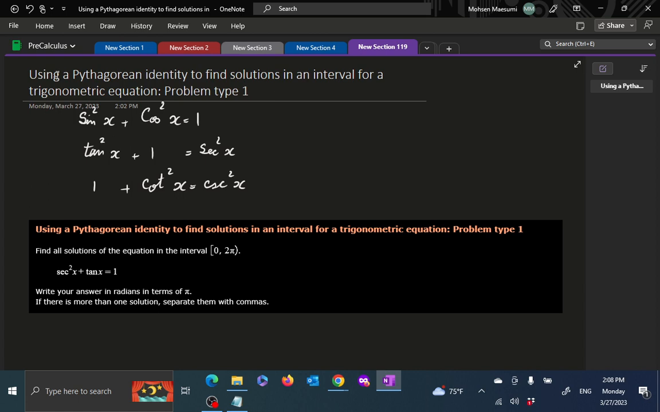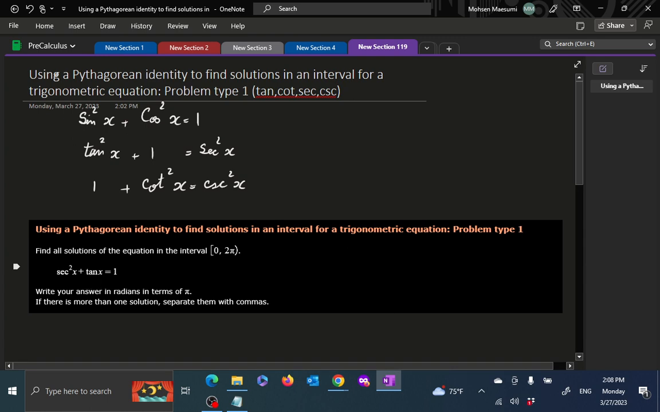What they really meant to say is that we are going to look at tangent, cotangent, secant, and cosecant. We had looked at sine and cosine before, and these other functions are now in play. Here's the first example: secant squared of x plus tangent of x equals 1.